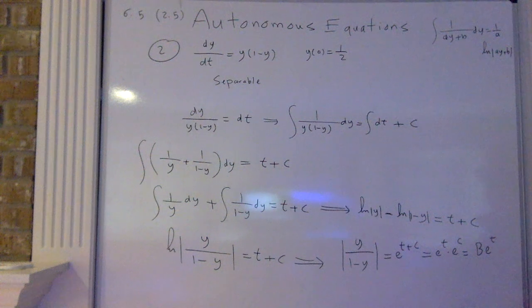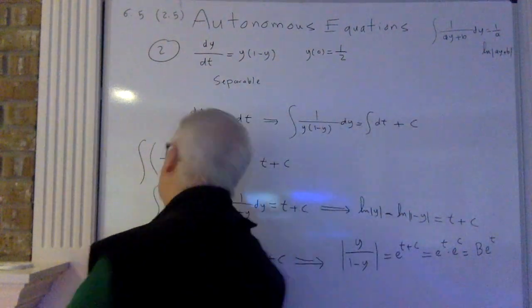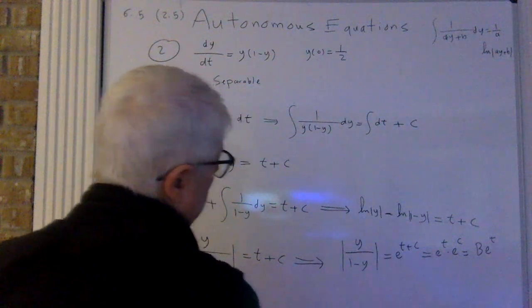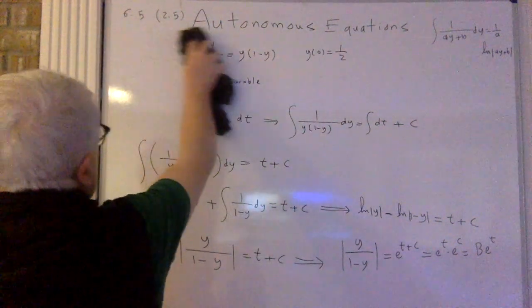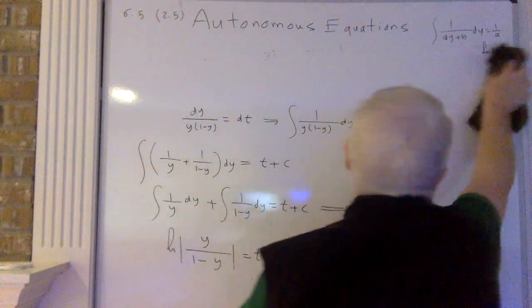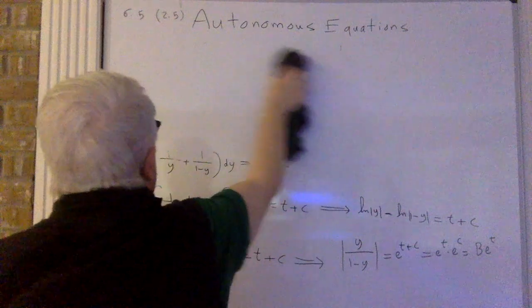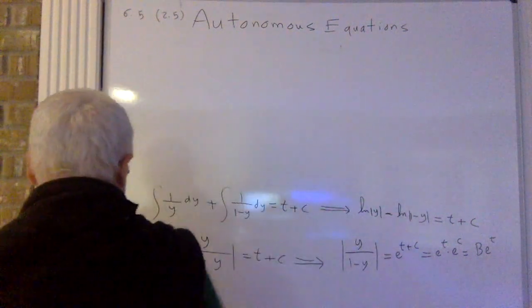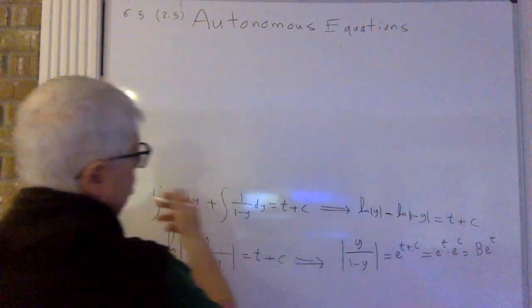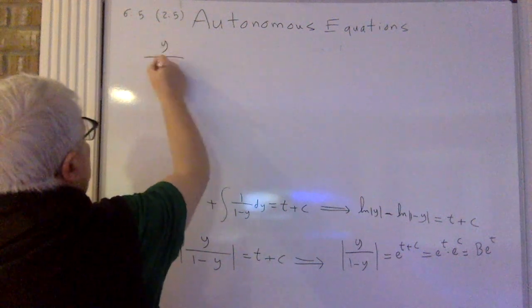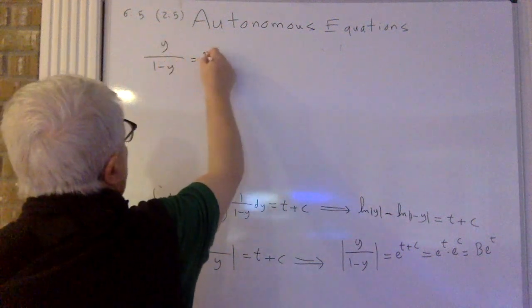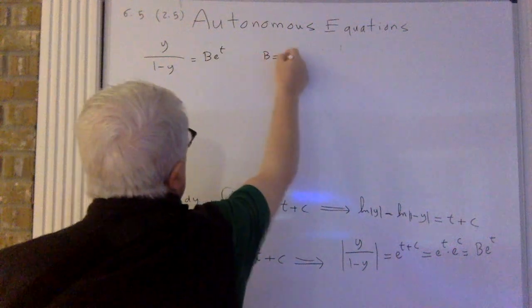If I remove this absolute value, for this one, b should be positive. Without the absolute value, b can be any constant. So let me continue here. Let me just erase this upper part. Okay, so y over 1 minus y will be b e to the power t, b a constant.